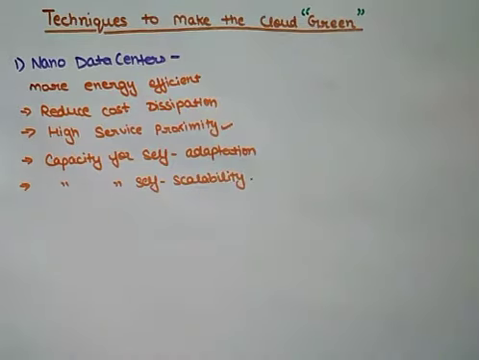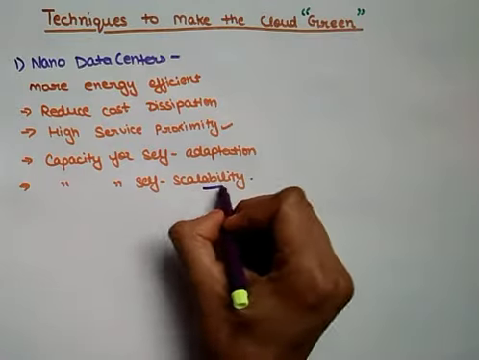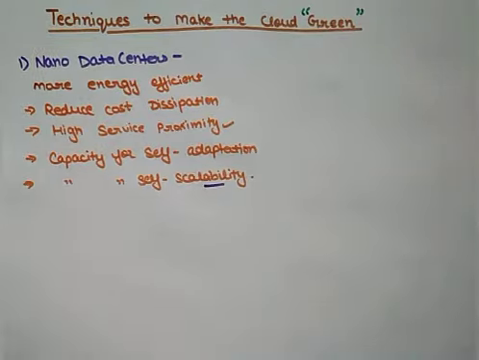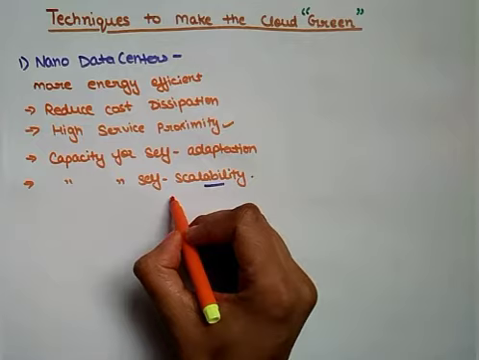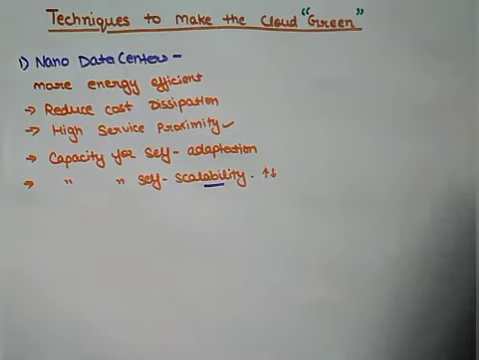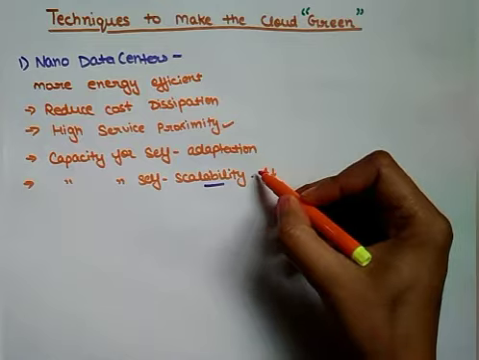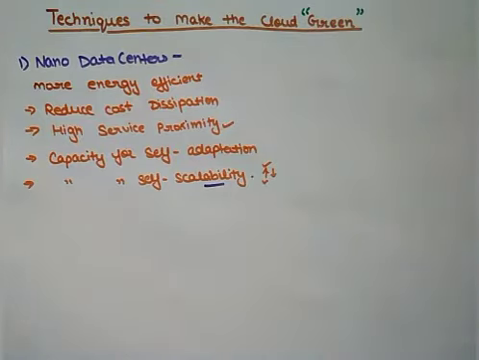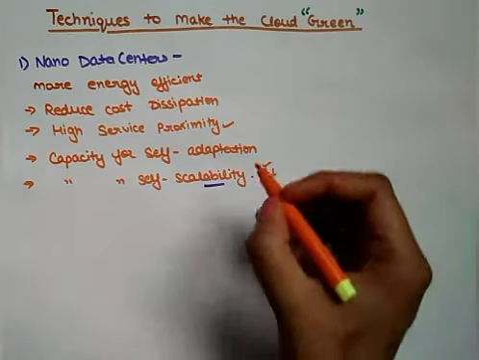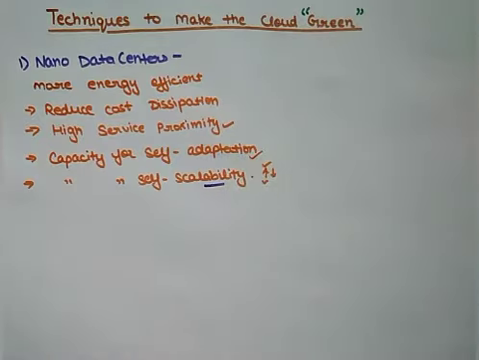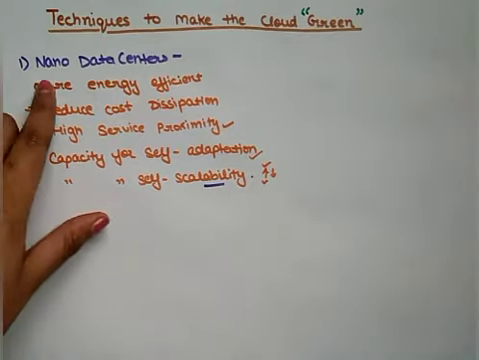As we have discussed, in case of cloud systems, scalability is a very important term, right? So in case of nano data centers, it automatically handles the scalability. Sometimes scalability goes down and sometimes it goes up, right? According to the user's requirement. In case of nano data centers, it becomes an automatic thing, right? And it also has the capacity for self-adaptation. Self-adaptation means with the help of nano data centers, the adaptation of any service or any software requirement is done automatically, right? So this technique is very important.